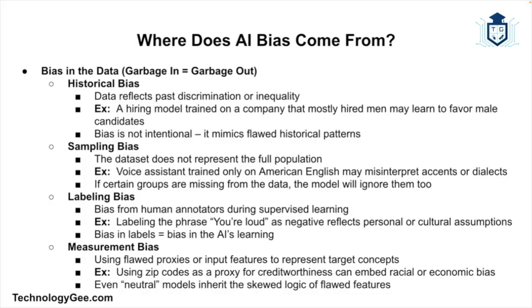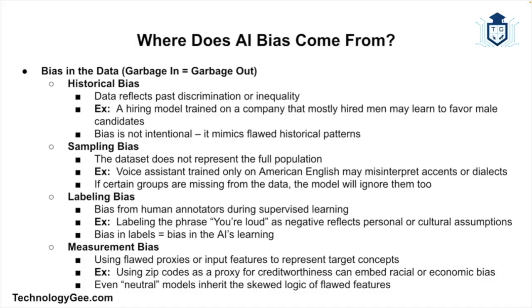Let's get one thing straight. AI learns from data. That means if the data is flawed, the AI will be too. So always remember: garbage in, garbage out. And here are some ways bias can creep into data sets. You have historical bias, and this happens when the data set reflects past discrimination or inequality. An example would be if you train a hiring algorithm on data from a company that's hired mostly men, your AI will learn that men are better candidates. It's not malicious, it's just learning the pattern it sees. But those patterns reflect historical inequality.